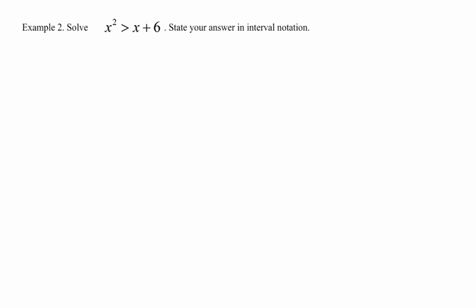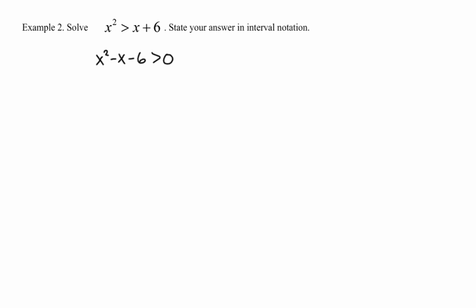Example 2. X squared is greater than x plus 6. So we need everything to one side. I always like to keep x squared positive, the leading coefficient positive, because then factoring is a lot easier. So we have subtracting the x and the 6 over. We want to solve, when is x squared minus x minus 6 greater than 0? So now we factor. One side of the inequality should be 0.